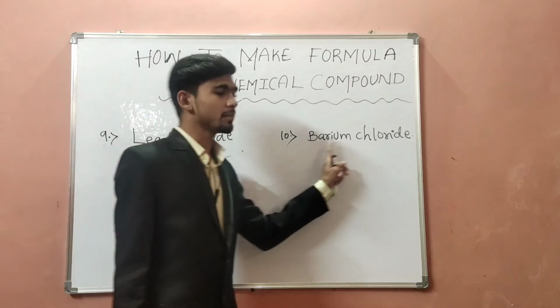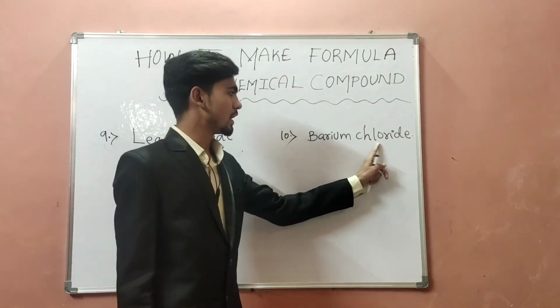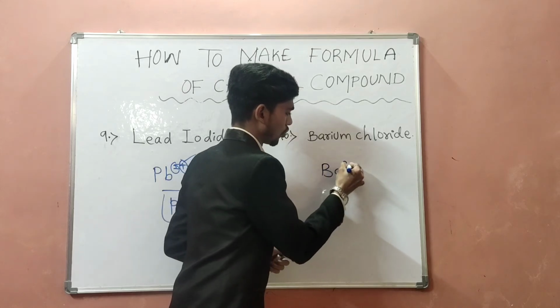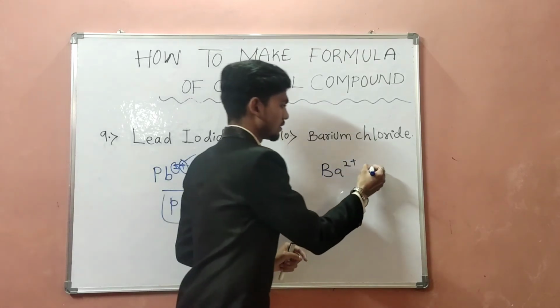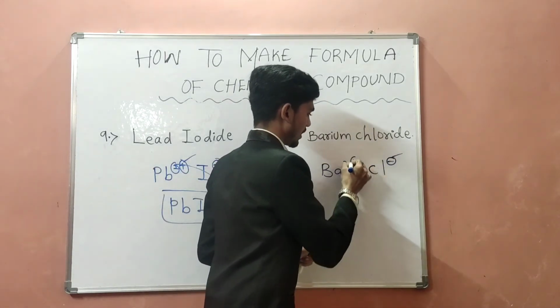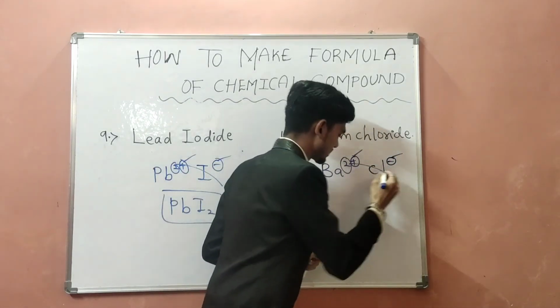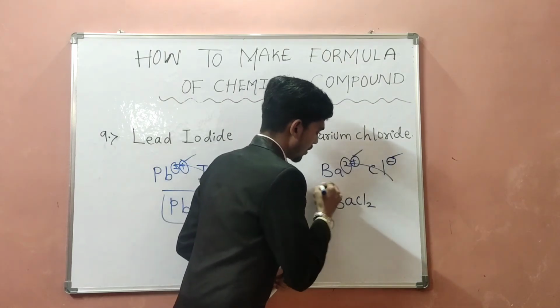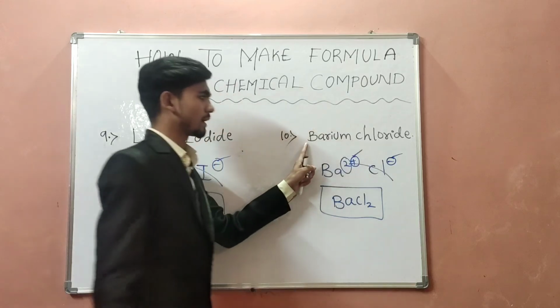Next, see barium chloride. Our tenth one is barium chloride. What is the ionic formula of barium? That is Ba2+ and chloride is Cl-. Neglect the charges and transpose the powers on opposite bases. Then we get BaCl2, which is the formula of barium chloride.